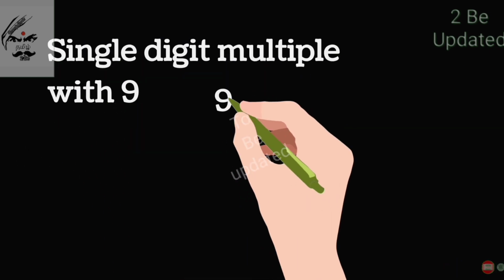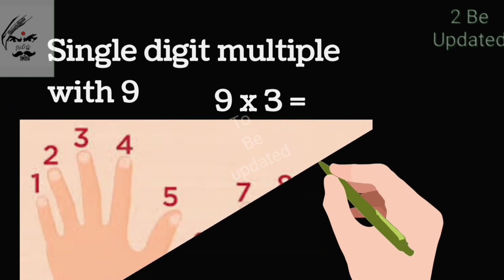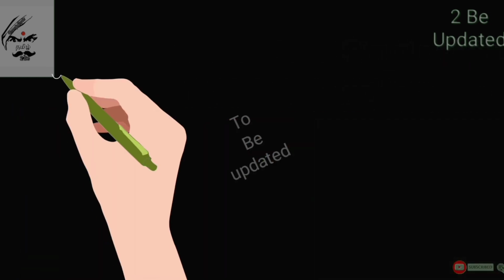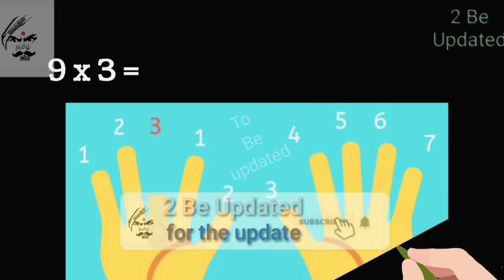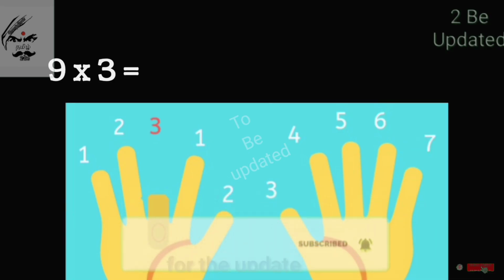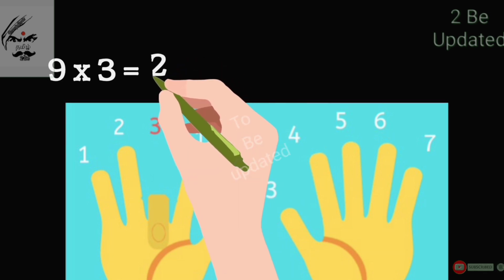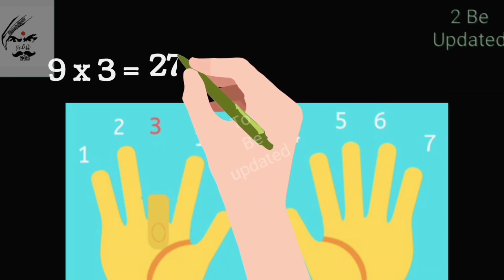For example, 9 threes are. See, God has blessed us with 10 fingers. So we are going to see 9 threes are. I am just folding the third finger. How many fingers are standing before the third finger? 2. How many fingers are standing after the third finger? 7. So the answer to 7 threes is 27.